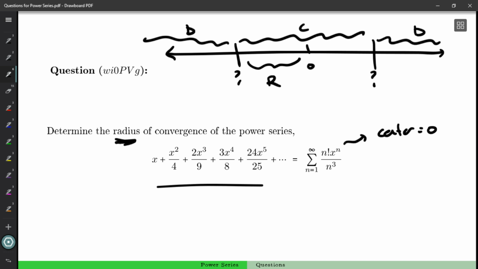So a great tool for finding the radius of convergence is the ratio test. Or another great tool is the root test. Now, since we've got n factorials, I'm going to use the ratio test. And since x could be anything, we'll use the absolute ratio test.